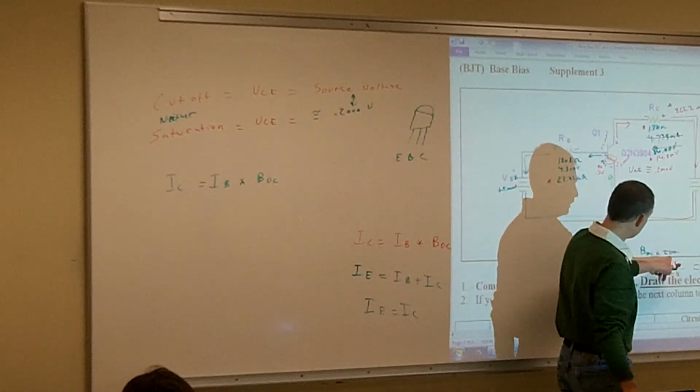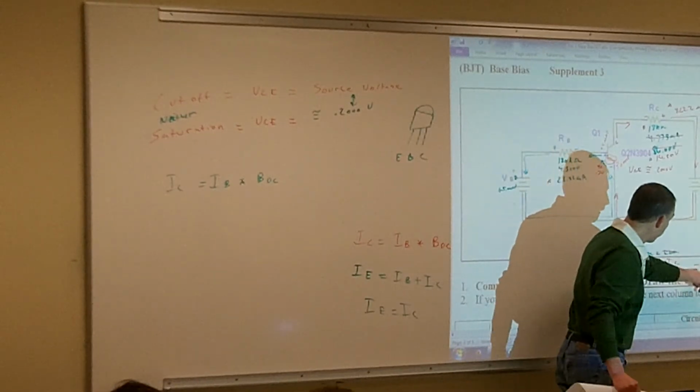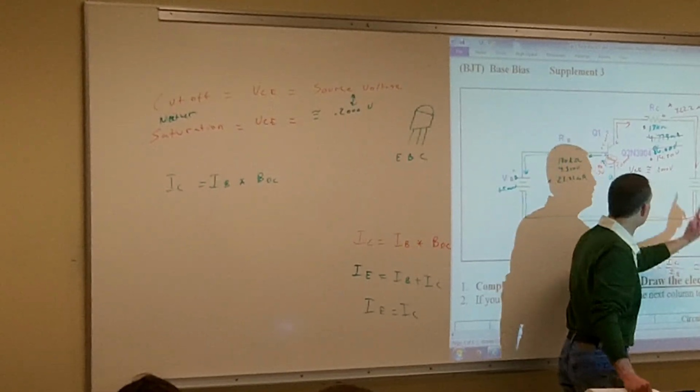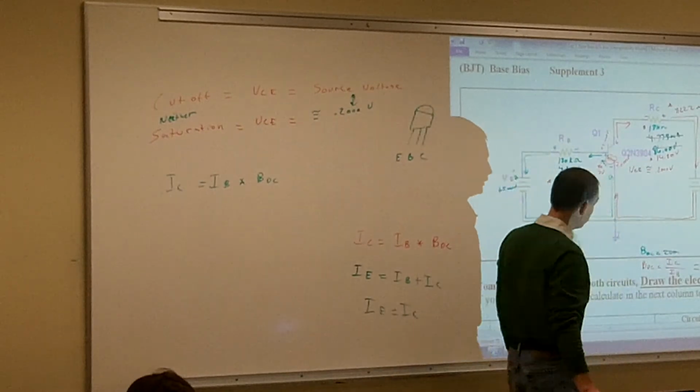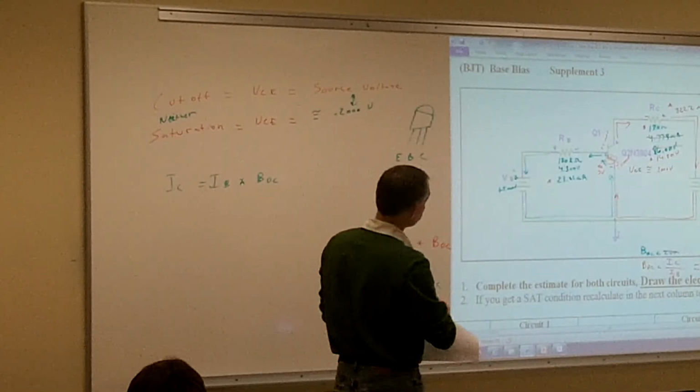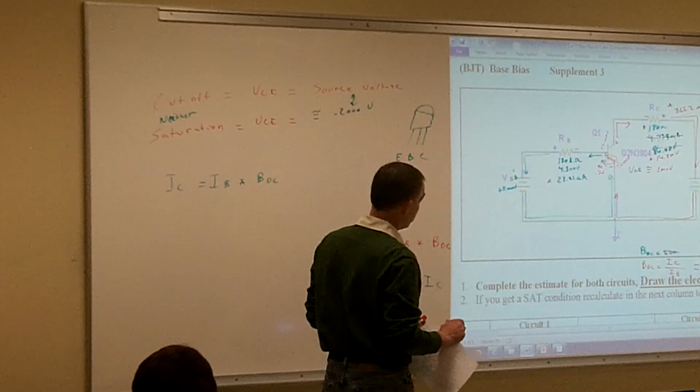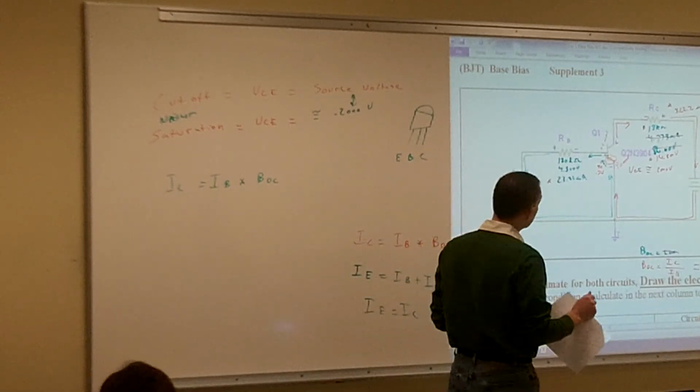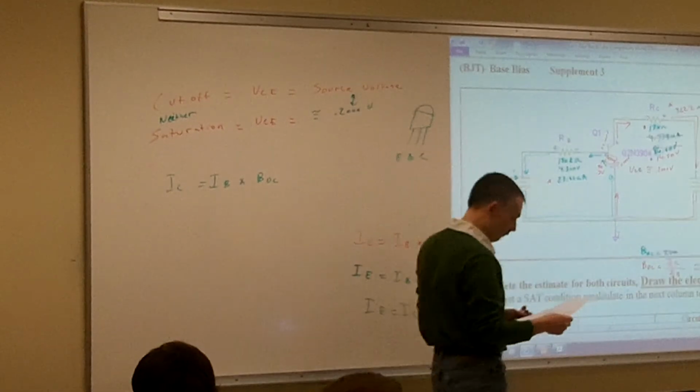Not the 200, because we never could get that far. We are limited by our collector resistor. So our actual value is going to be 34.42 is our actual gain on that.